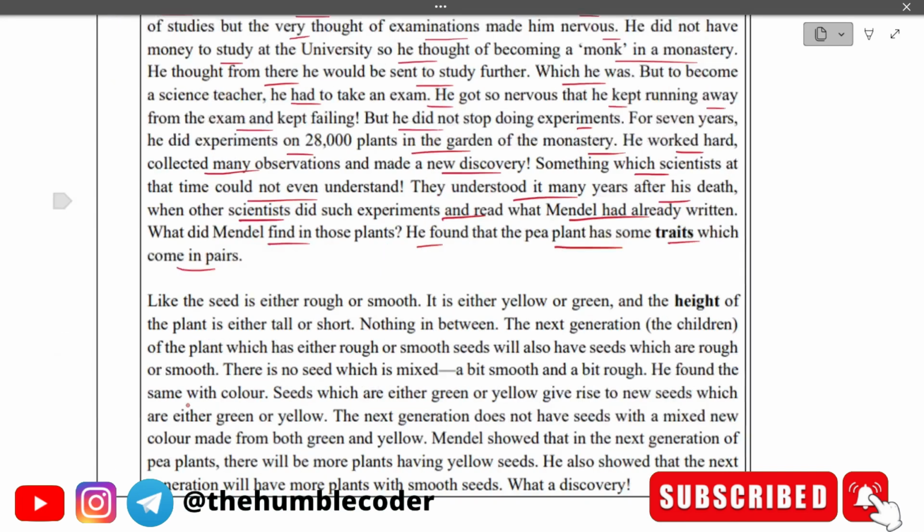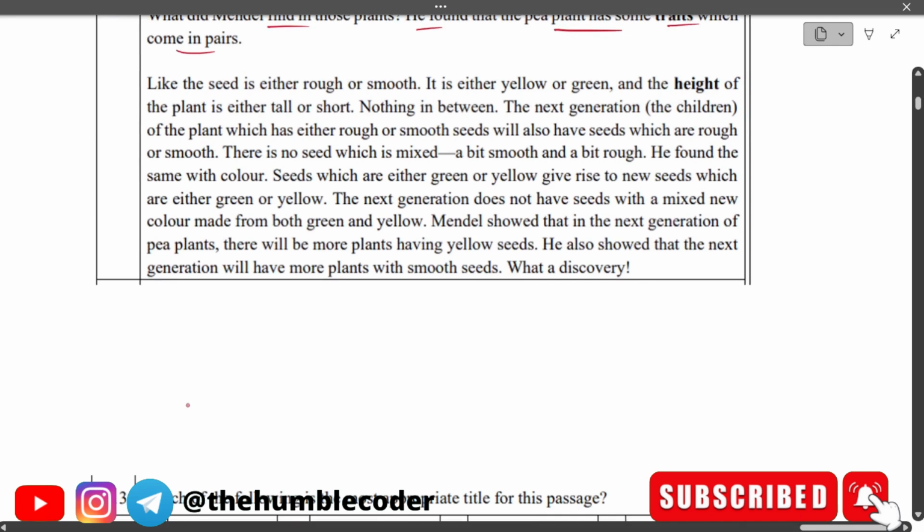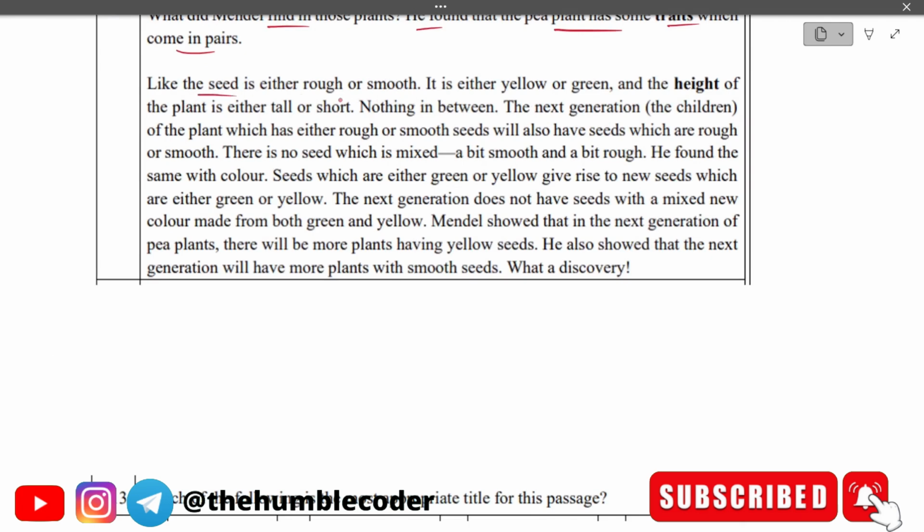Okay, let's now see the next passage. This is the same kind of passage, only the next paragraph of that passage. Like the seed is either rough or smooth, it is either yellow or green, and the height of the plant is either tall or short, nothing in between. The next generation, the children of the plant which has either rough or smooth seeds, will also have seeds which are rough or smooth. There is no seed which is mixed, a bit smooth and a bit rough.